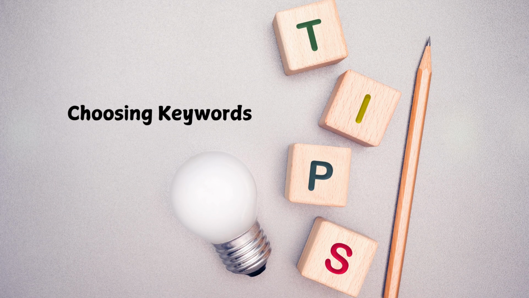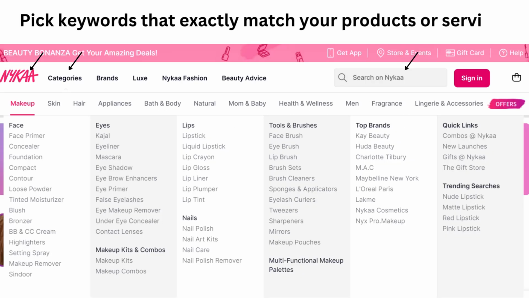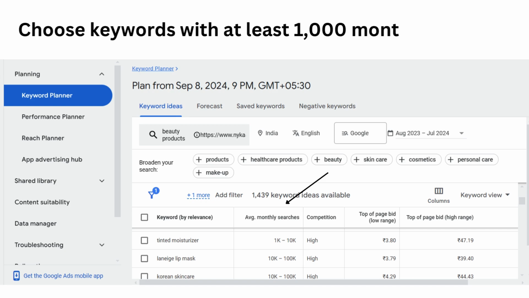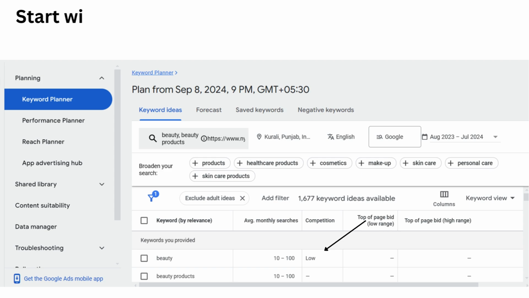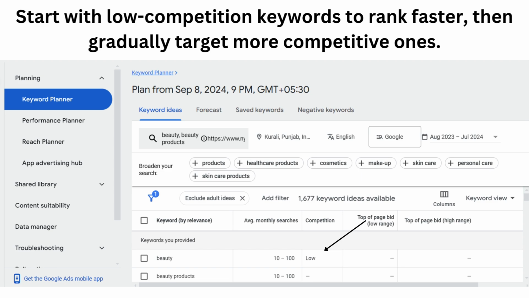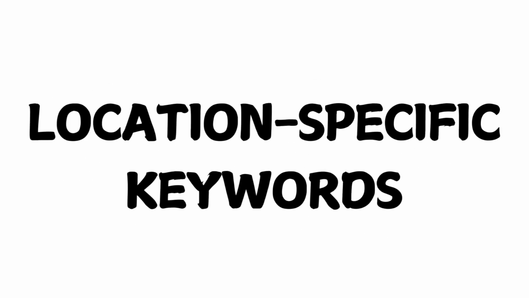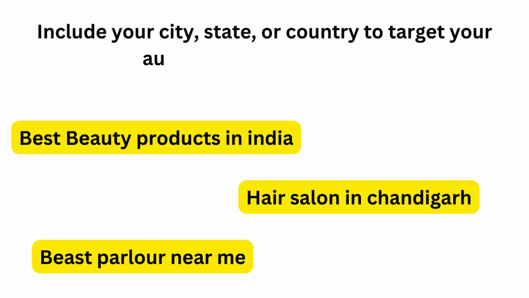So now here are some tips for choosing keywords. First one is relevance. Pick keywords that exactly match your products or services. Next is search volume. Choose keywords with at least 1000 monthly searches. Competition. Start with low competition keywords to rank faster, then gradually target more competitive ones. Location specific keywords. Include your city, state, or country to target your audience more effectively.